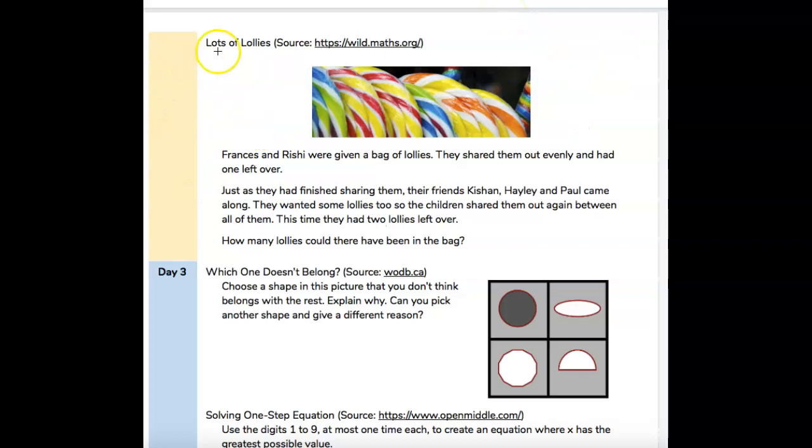All right. Okay, so let's real quickly put Francis back up, Rishi back up, Kishan, Haley, and Paul. Okay, so we know we need an odd number. And notice that this says how many lollies could there be in the bag. Okay, so I'm going to solve for one of these, but there's more than one number because it says could. It can have more than one. So let's try 7.